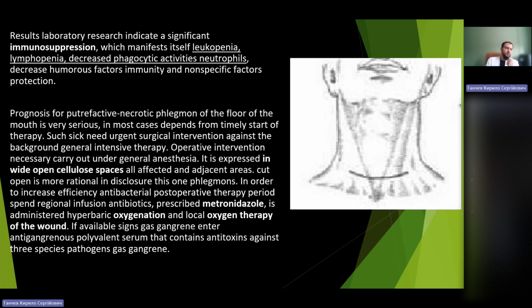And local oxygen therapy of the wound. If there are signs of gas gangrene, enter antigangrenous polyvalent serum that contains antitoxins against three species of gas gangrene pathogens. A very extremely hard condition. As I said, very hard to treat, but still we have to do the maximum that we can do. In most cases, it could be a problem with children, not with adults.